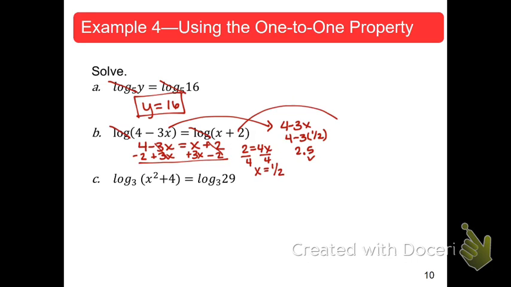Then I've also got to check the x plus 2. So when I plug in for x plus 2, I get 1/2 plus 2, which is also 2.5, so it works there as well. So then I can safely say that yes, 1/2 is my solution.